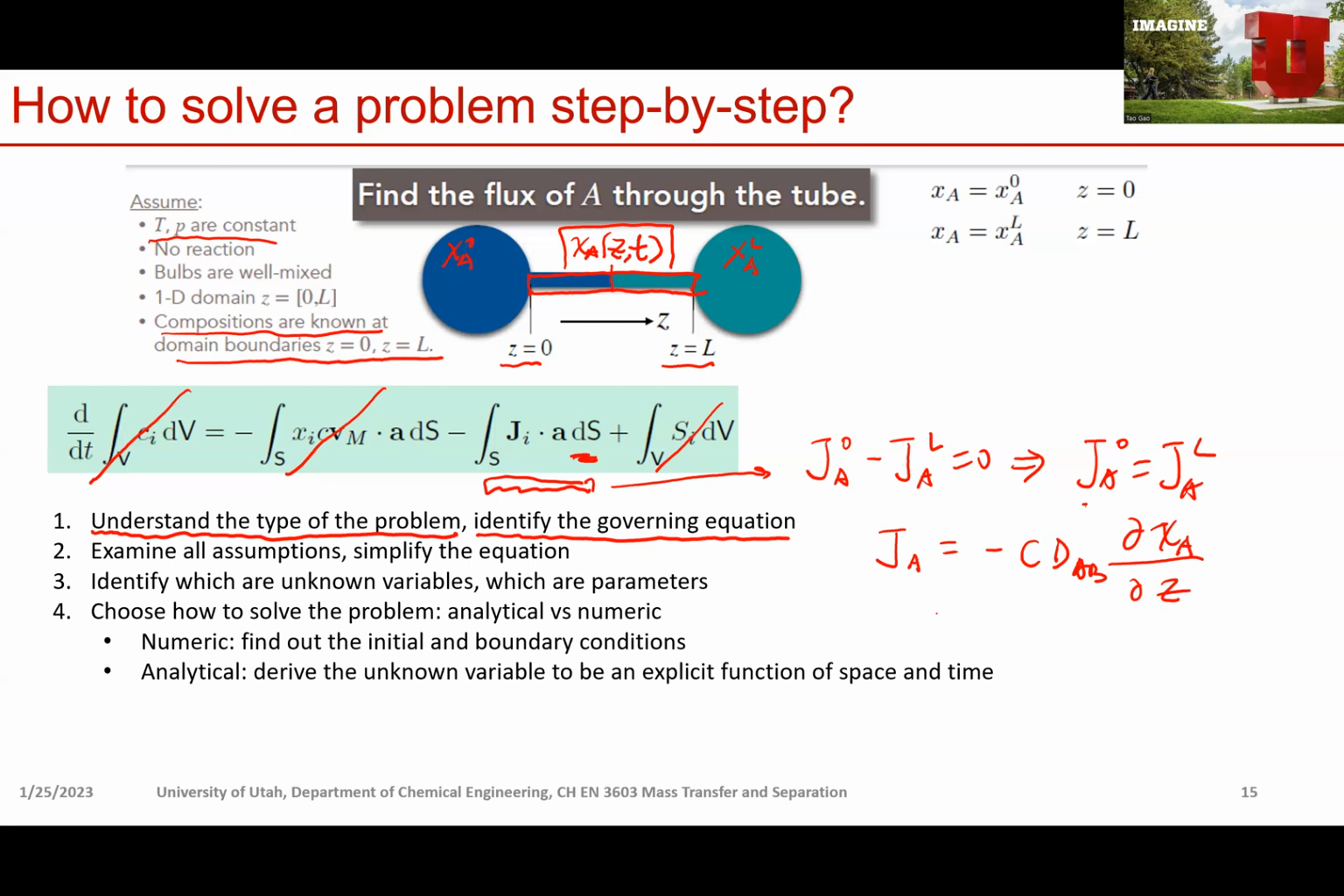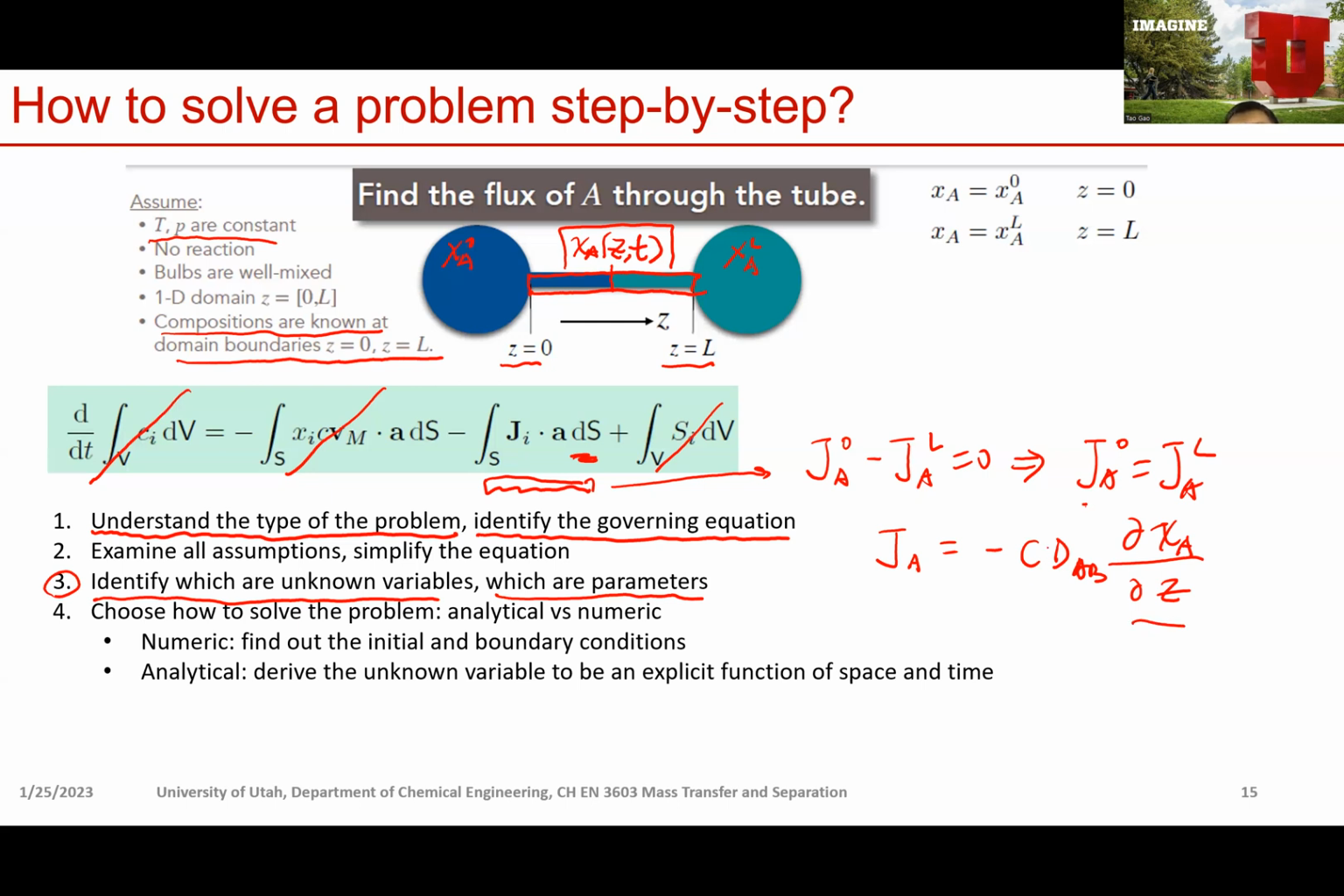Now this equation becomes simple enough, where we can see we have a derivative here. That's when we go to step 3. In this equation, we identify which are unknown variables and which are parameters, right? That will help us better understand and formulate a strategy to solve this equation. When we look at this, we know for sure x_A is unknown. x_A is the mole fraction of A throughout the tube. That's something we need to solve, and we know that from the very beginning. z is just a coordinate, right?